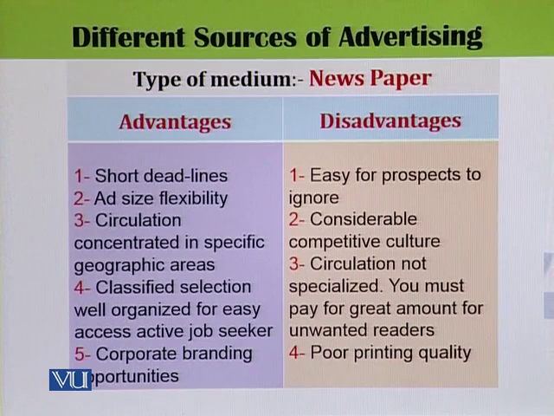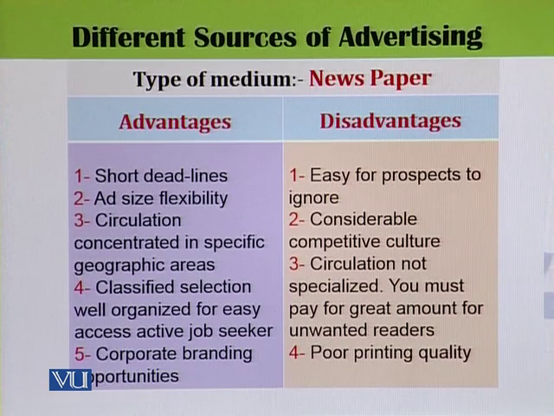The third benefit or advantage is the circulation. The circulation is concentrated in specific geographic areas. For example, there are a number of daily newspapers in Pakistan, and some newspapers are published from Lahore, some from Gujranwala, some from Faisalabad, some from Rawalpindi, some from Karachi, some from Quetta, and some from Peshawar. So you can give an ad keeping in view your geographic location.